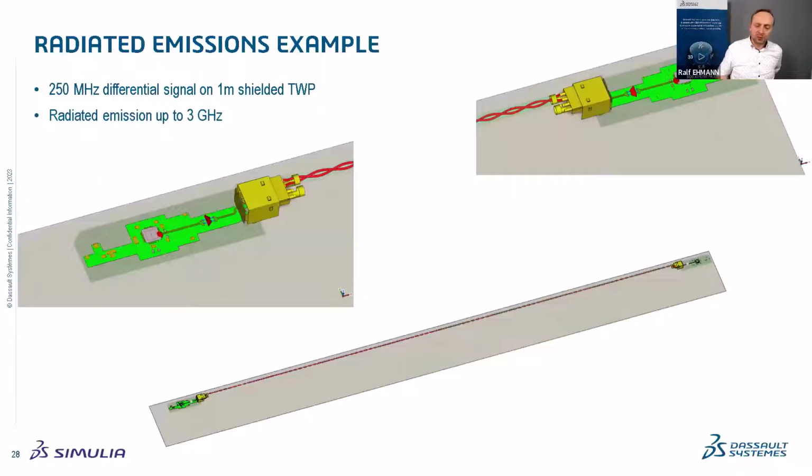So this is the setup we would like to simulate. I have an emission example of very simple PCBs driving a 1 meter long cable. This cable has been connected with a pretty realistic connector. So down here you see the 1 meter of cable and these short PCBs connected to each other. And we would like to calculate the radiated emission up to 3 gigahertz.